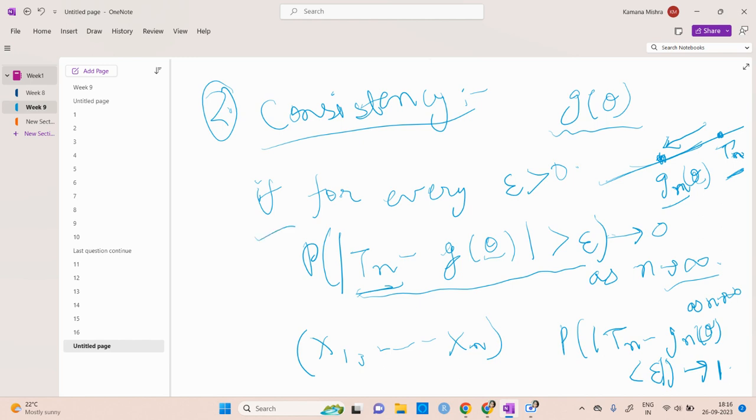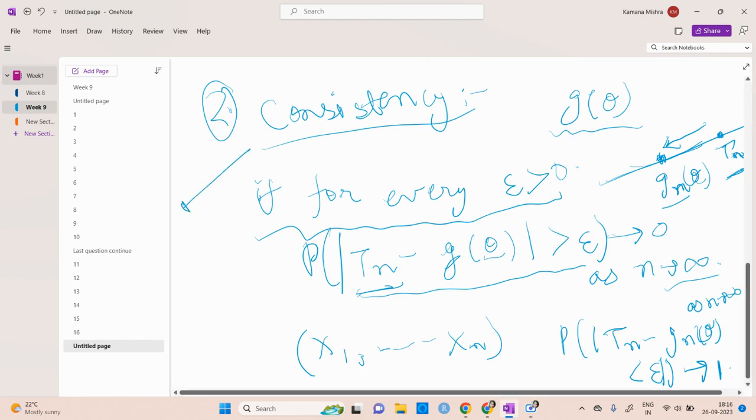So that's why we say for every epsilon greater than 0. Every epsilon greater than 0 means if we have this 0, then epsilon can be anything. It can be 10 to the power minus 10. So this is a very small value. It's kind of negligible.